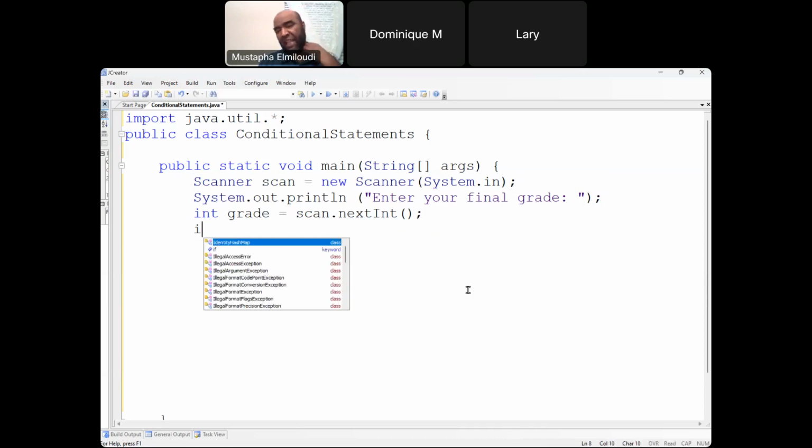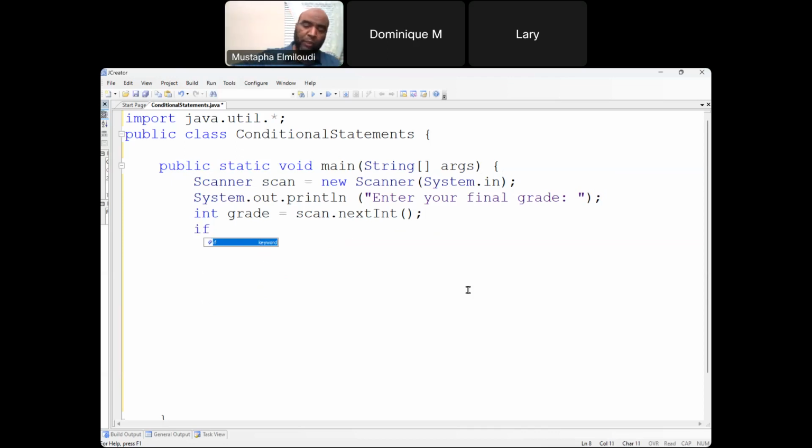Remember, Java is case sensitive, which means capital letters and lowercase are two different things. So you put if, always remember, lowercase, and then you put the parentheses. Whether you have one condition or two or three, it has to be inside the parentheses. And look right here, do not put a semicolon after if statements.